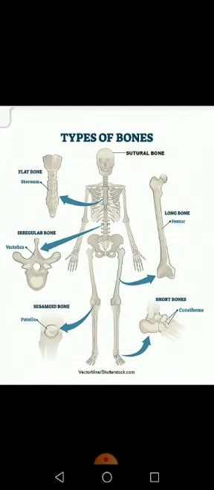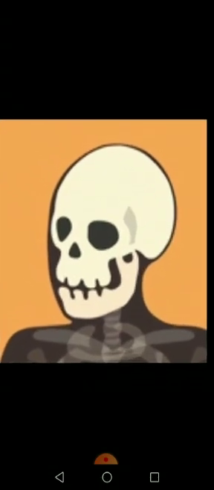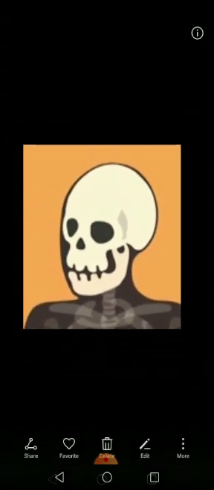Okay, you have many different types of bones in your body. So let's start with the head. This is your head, and the bone of the head is called the cranium. Do you know the function of this skull or cranium bone? Okay, I will tell you. It protects the brain. The skull or cranium bone contains the brain, so it protects our brain.